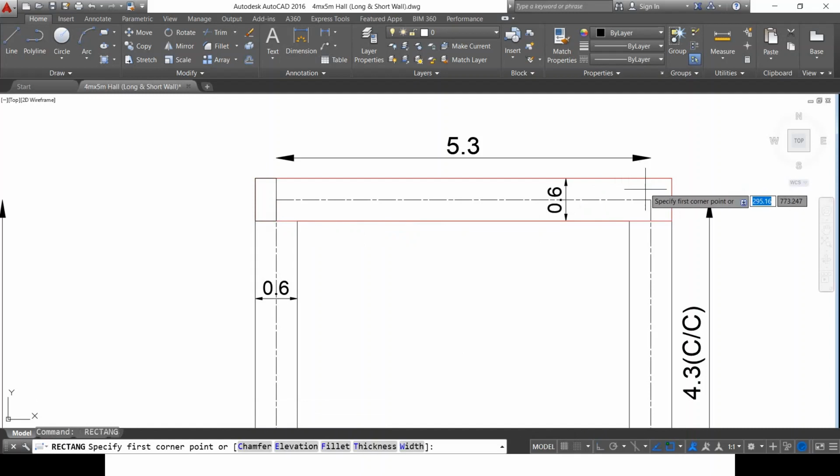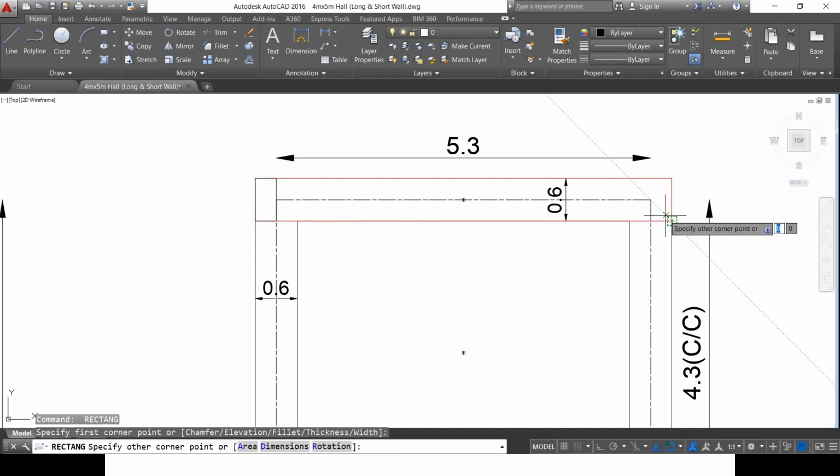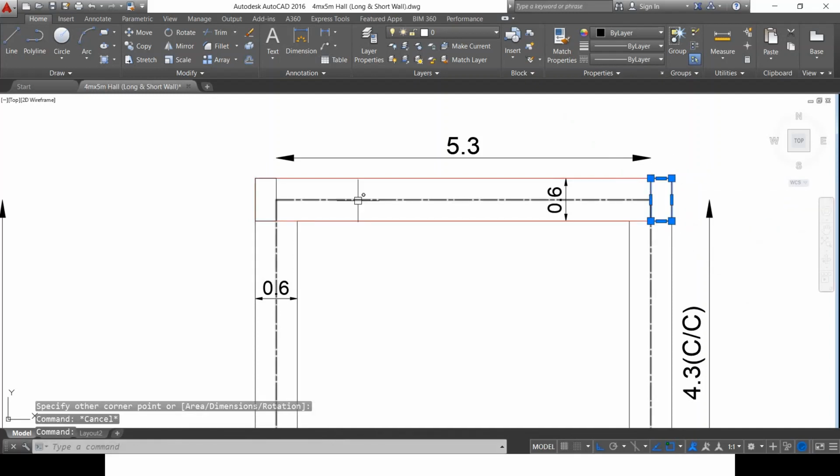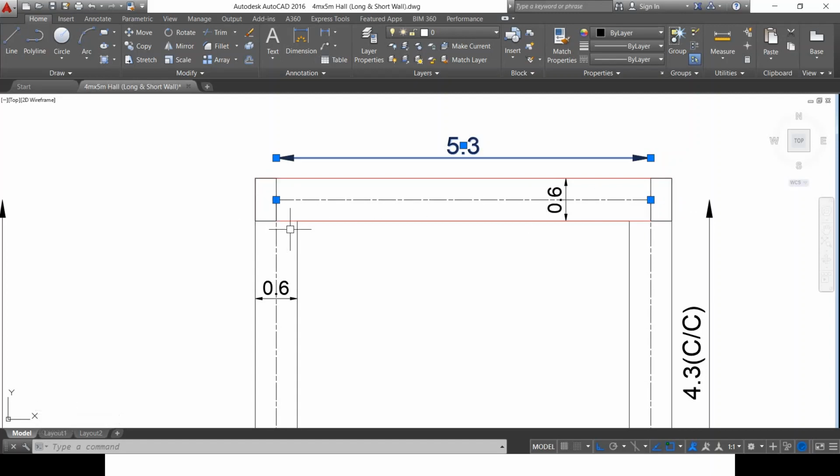This portion is not considered, and similarly this portion is not considered here. In order to consider these two areas, I just add them to the length. So 5.3 meter is the center to center distance. Add this remaining portion and add this remaining portion. What is this width? This total width I know, which is 0.6 meter from the center line. So this half is 0.3 meter and this half is 0.3 meter.